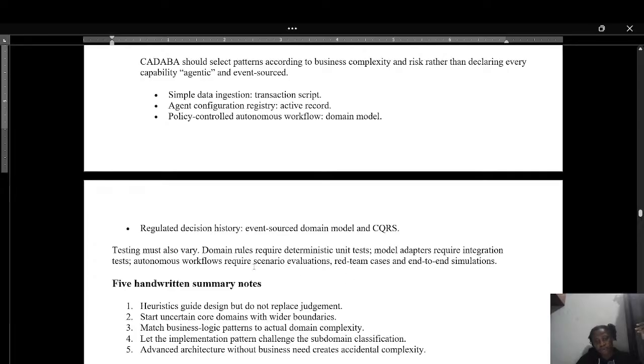So autonomous workflow requires scenario evaluation. So red team cases and end-to-end simulation must also be put into consideration. So this is what we have here. Heuristic does not replace critical thinking. It does not replace matching a particular design pattern to a particular business domain. And it does not say that you should design a very complex architecture ahead of a business that is just expanding. So design based on the business complexity that is at hand, and then when the business expands, you can scale up.